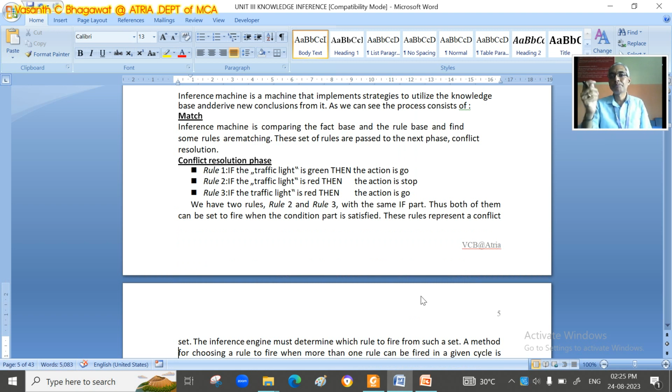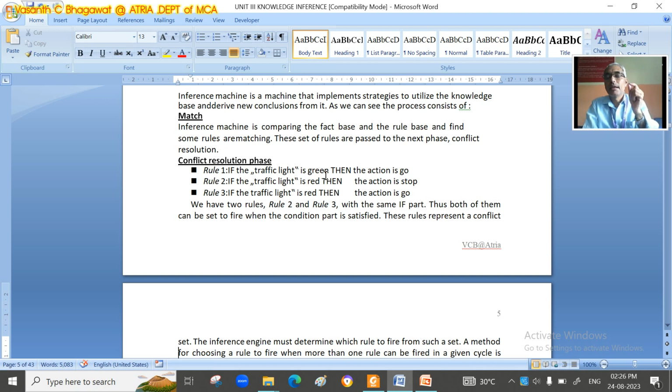This is a very important phase. What does conflict resolution say? As the name suggests, sometimes there might be more than one rule that satisfies the LHS, or left hand side, the condition, the antecedent. So more than one rule might satisfy it. At that time, which rule do I have to apply? There is a conflict, so the system gets confused. For example, you can see here we have rule 1. What does rule 1 say?